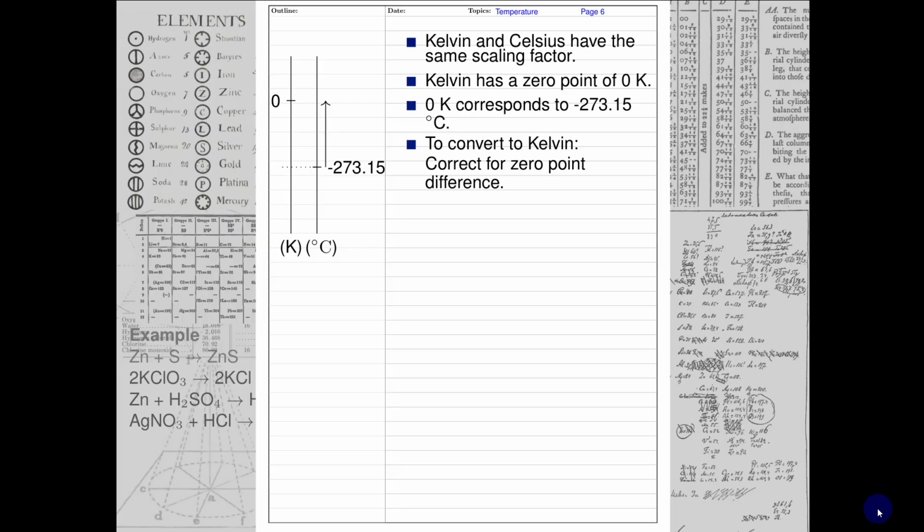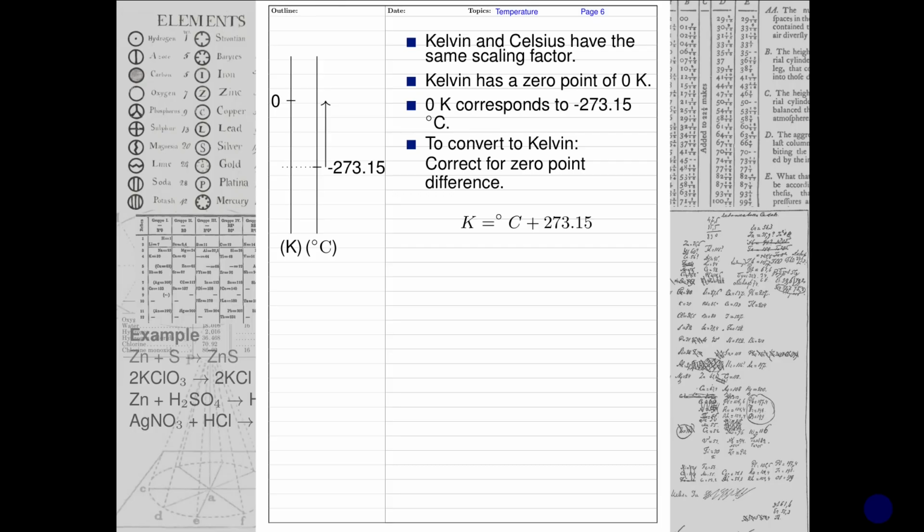Remember that on the Celsius scale, absolute zero is negative 273.15 degrees Celsius, and on the Kelvin scale, it's 0 K. So to make the Celsius scale align with the Kelvin scale 0 point, we need to shift the scale up so that negative 273.15 equals 0 K. And we simply just add 273 degrees to do that. So the temperature in Celsius plus 273.15 gives the temperature in Kelvin.